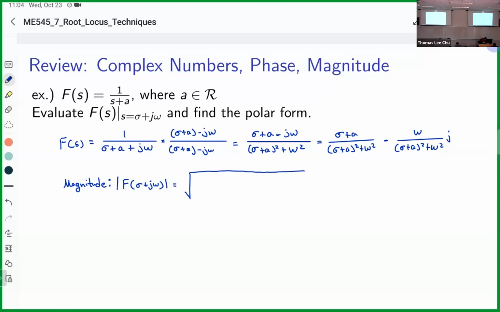the square root of sigma plus a divided by sigma plus a squared plus omega squared, squared, plus omega squared. In this case, it would just be omega squared over sigma plus a squared plus omega squared.